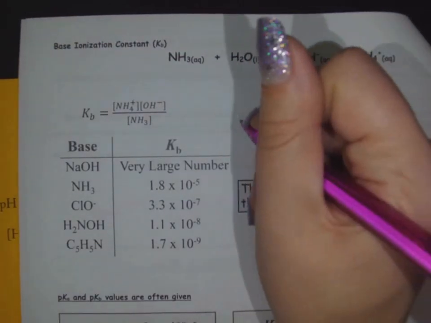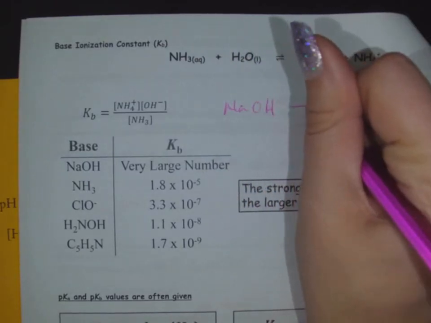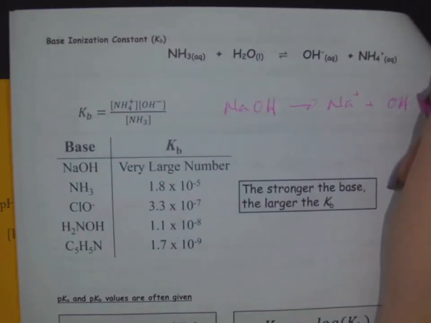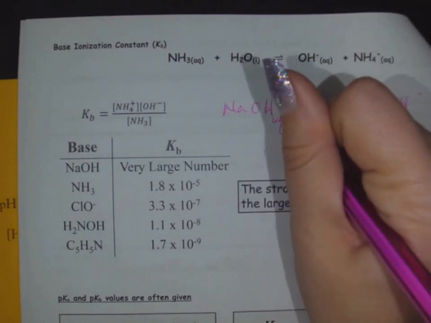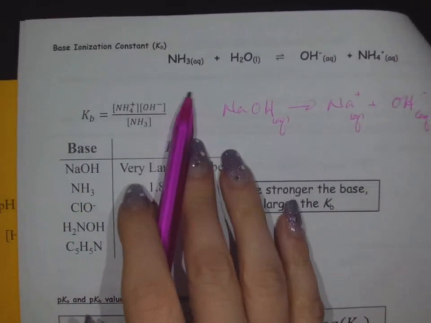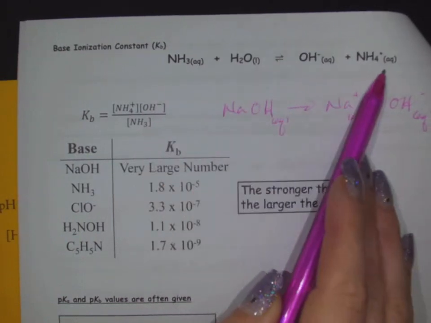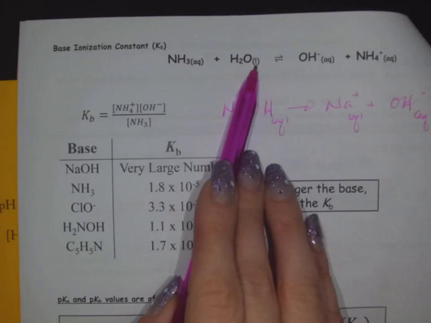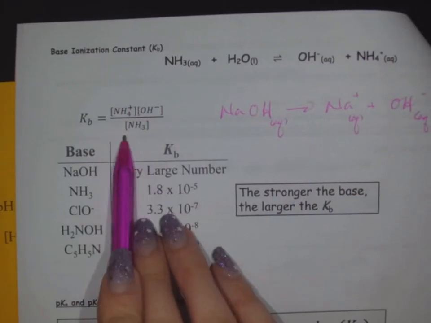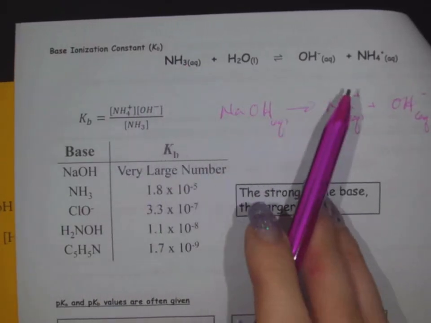A strong base like NaOH can simply break apart into Na+ and OH-, and all those are aqueous. But when it's a weak base, we often have to include the water to show it as a proton receiver here. Reminder, liquids and solids are not in the K expression, so we do products over reactants. They all have coefficients of 1, so they're raised to the first.